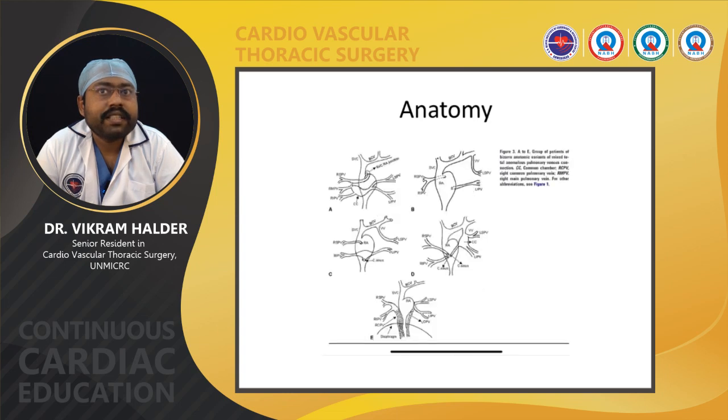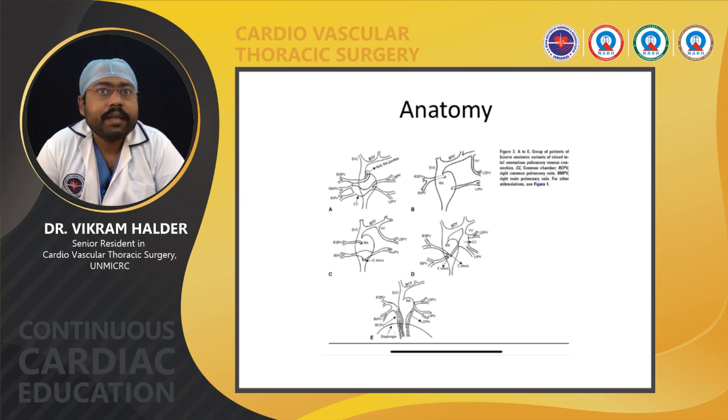Now this is the Bizier pattern. There are 5 types in this case. In one, the right superior, right inferior and right middle veins are draining into the SVC RA junction, and the left superior and left inferior pulmonary veins are draining into the coronary sinus. In another type, the right superior and inferior pulmonary veins are draining into the SVC RA junction, the left inferior pulmonary vein is draining into the RA, and the left superior pulmonary vein is draining into the innominate vein.